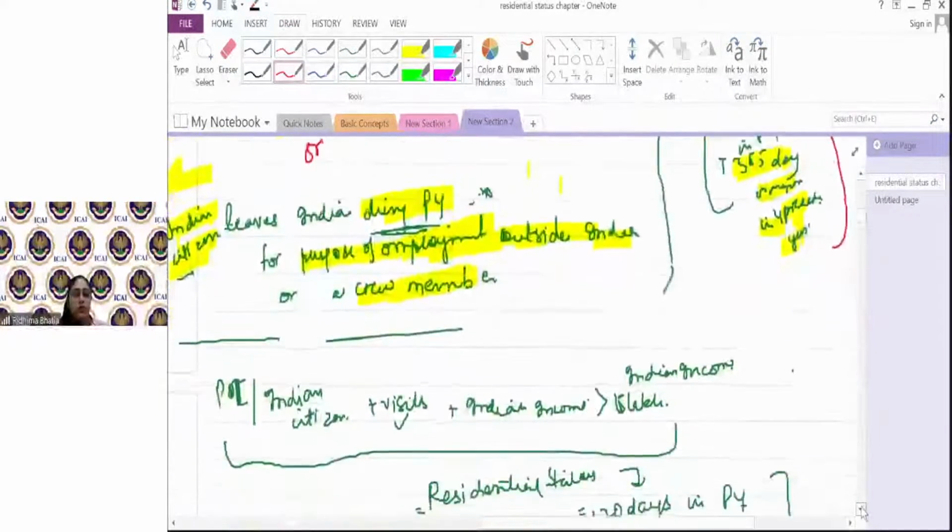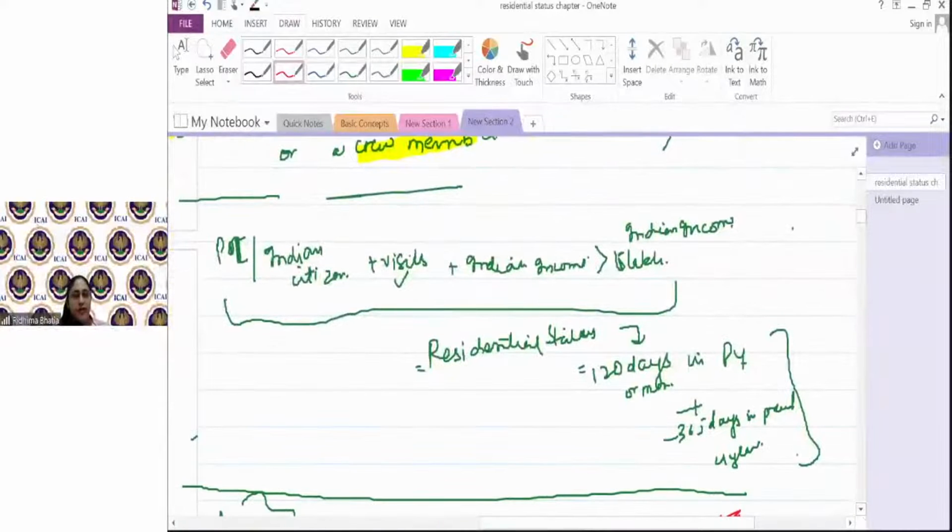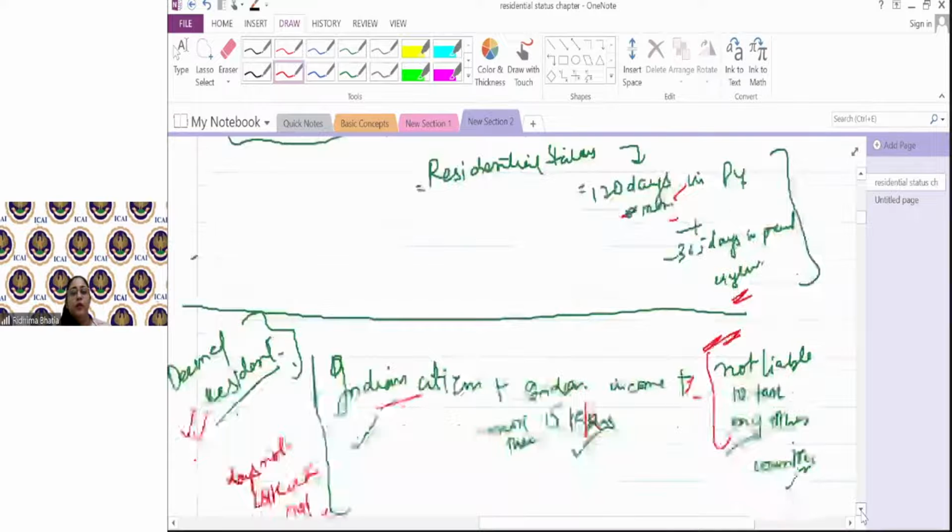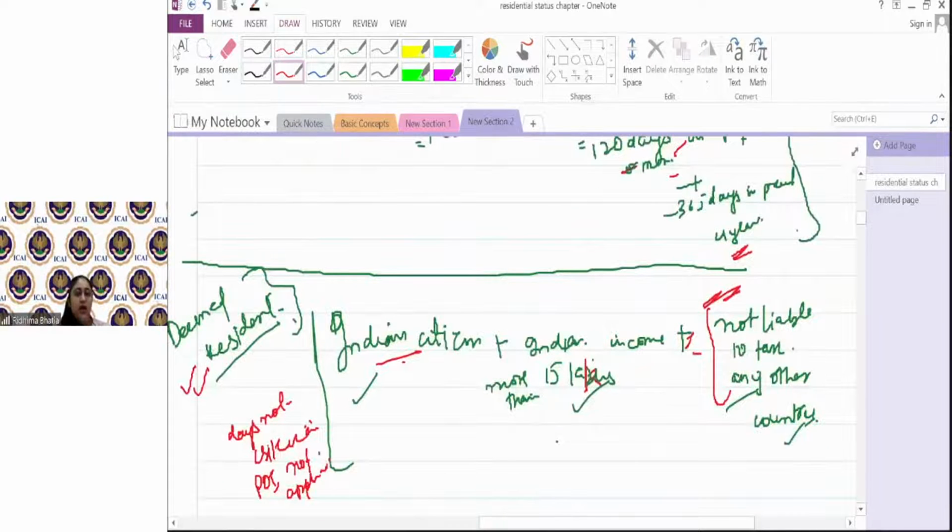A person of Indian origin or an Indian citizen having income of more than 15 lakhs comes on a visit to India. Then instead of 60 days, the criteria is 122 days or more in the previous year and 365 days or more in the 4 preceding years. Okay? A person who is an Indian citizen having income more than 15 lakhs, not liable to tax in any country, would be deemed resident.